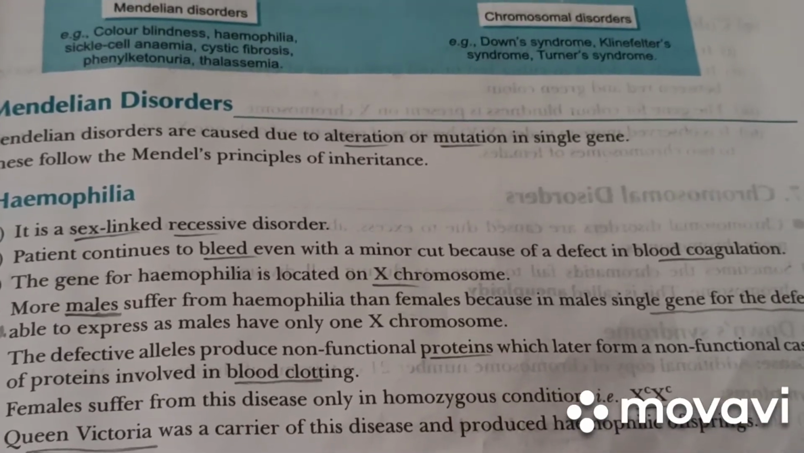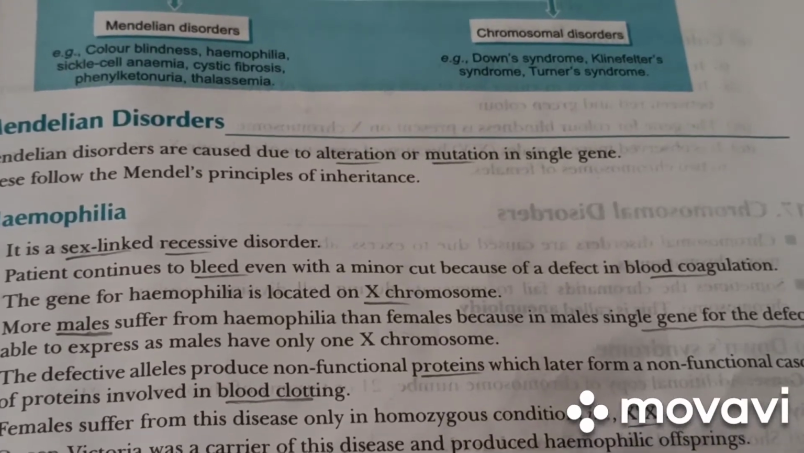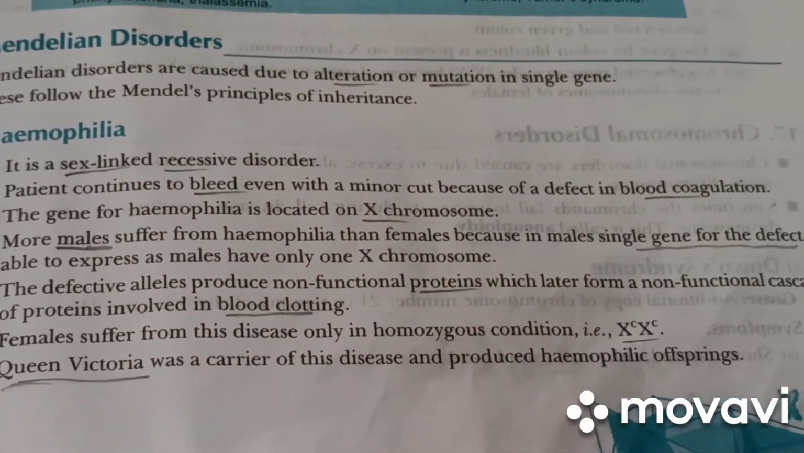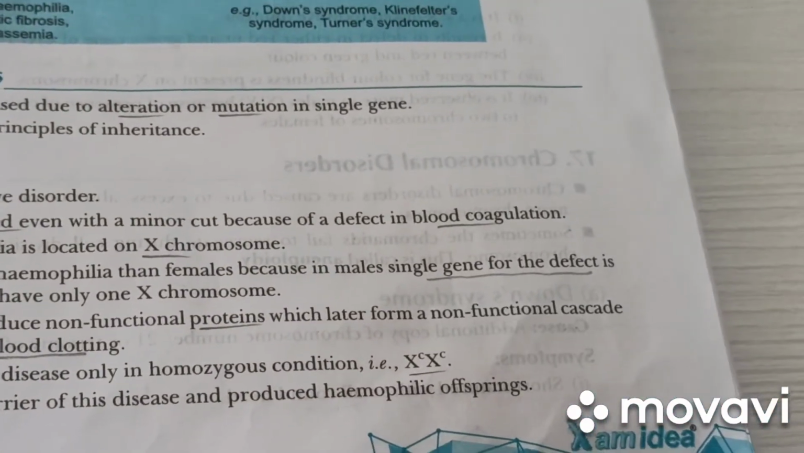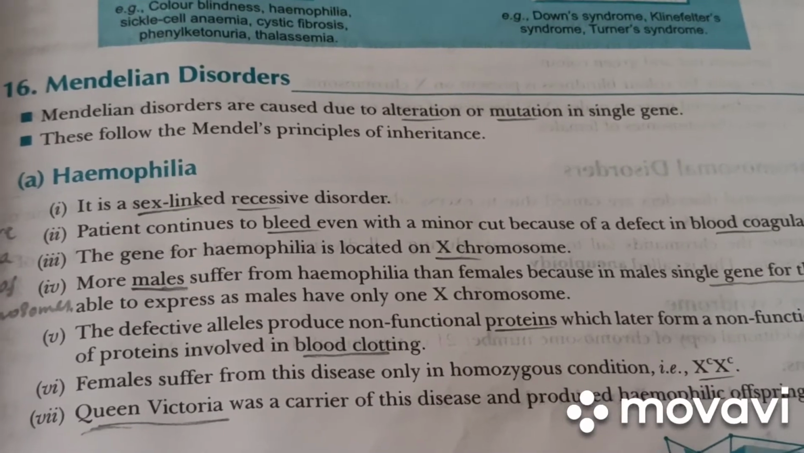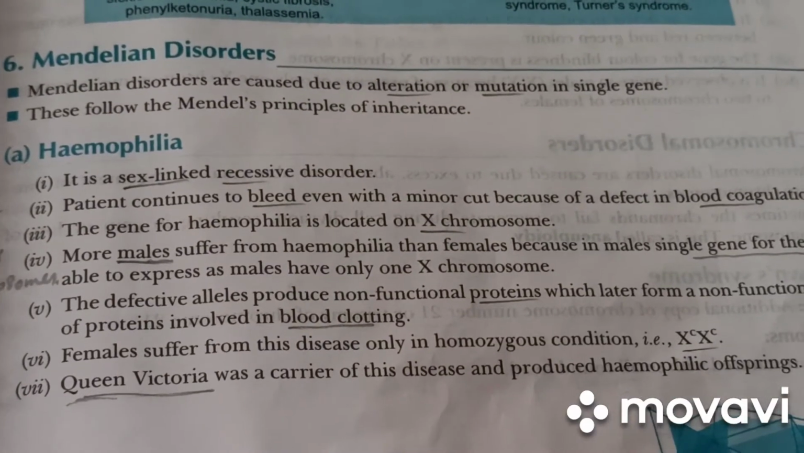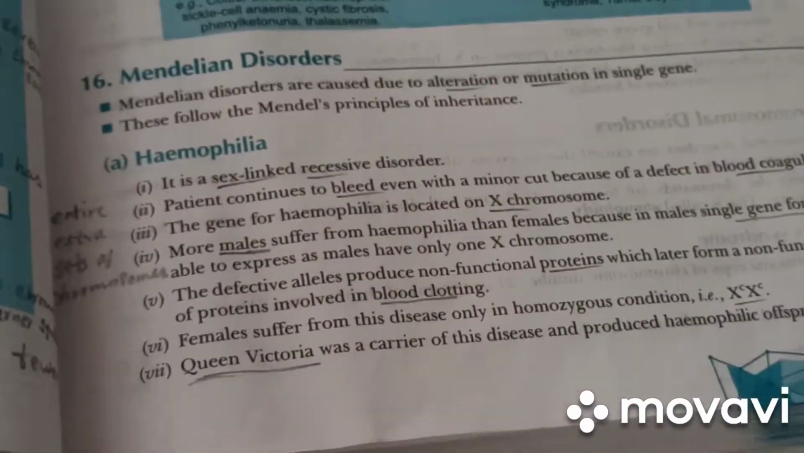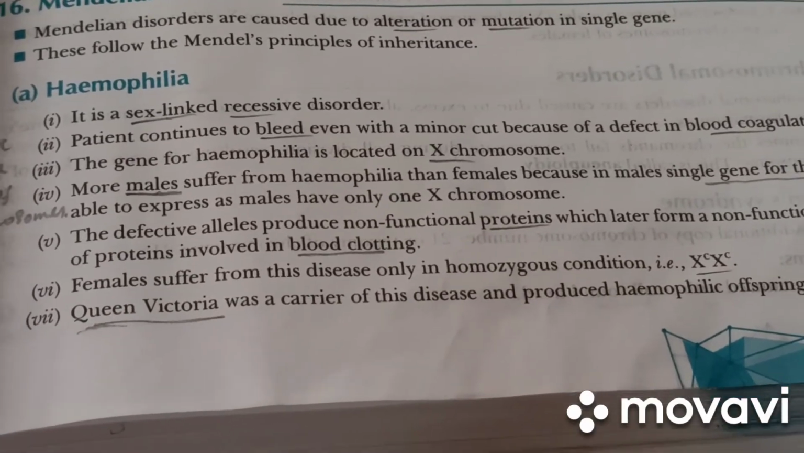If you take a female, there is XX, two X chromosomes, but in male there is only XY, one X chromosome and one Y chromosome. So more males suffer from hemophilia than females because in males a single gene for the defect is able to express, as males have only one X chromosome. If that X chromosome is affected, they get this disease.